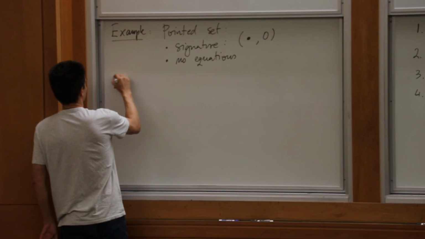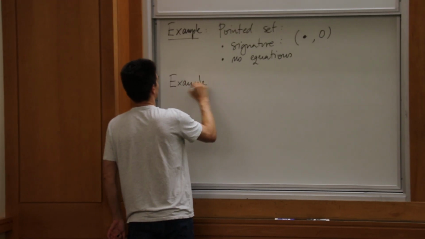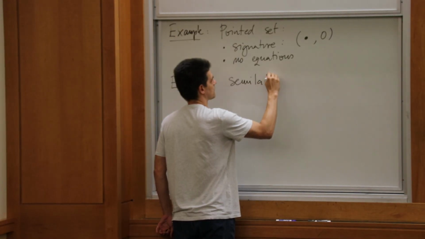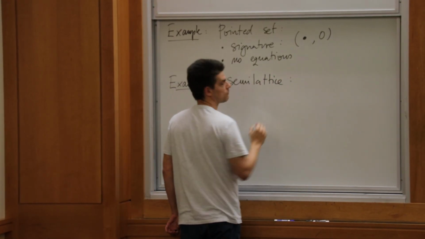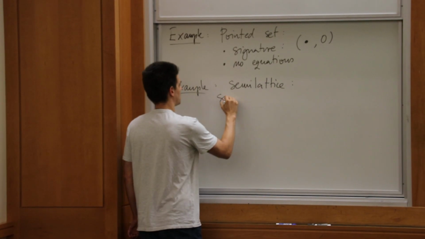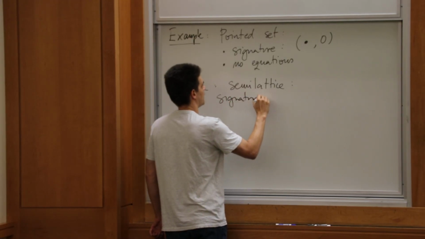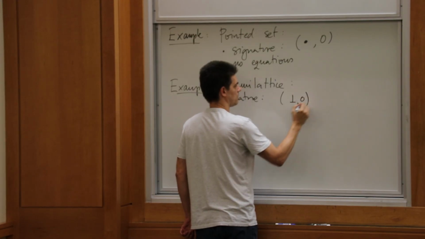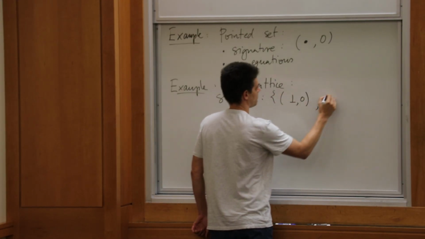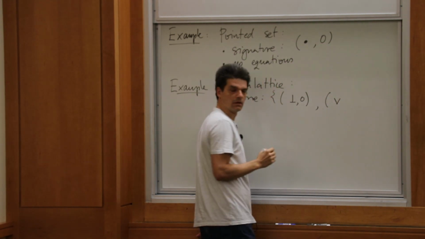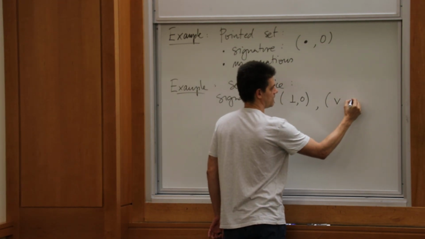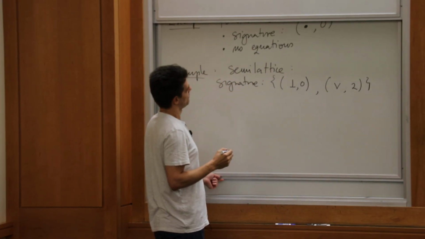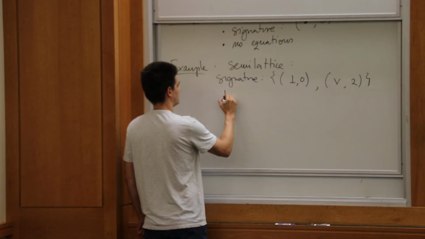Here's one that's not completely crazy. This one we will actually want to know: semi-lattice. The signature would say we have one element which we call bottom, and it's a constant, and we have one operation which I will call join, and it's a binary operation. And what are the axioms? Here are the axioms.